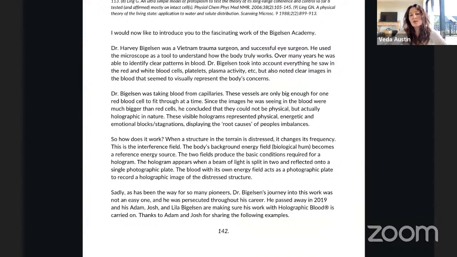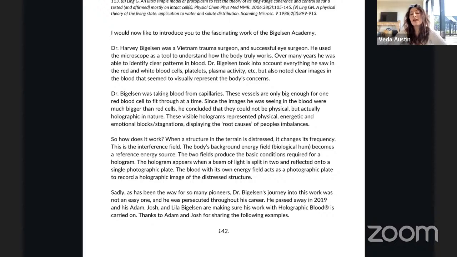So Dr. Bigglesine was taking blood from capillaries, and these vessels were only big enough for one red blood cell to fit through at a time. Since the images he was seeing in the blood were much larger than red cells, he concluded that they couldn't be physical, but actually holographic in nature. These visible holograms represented physical, energetic, and emotional blocks or stagnations, displaying the root causes of people's imbalances.